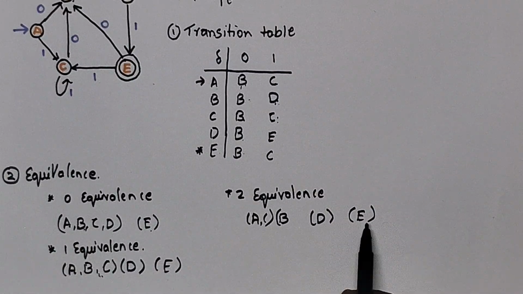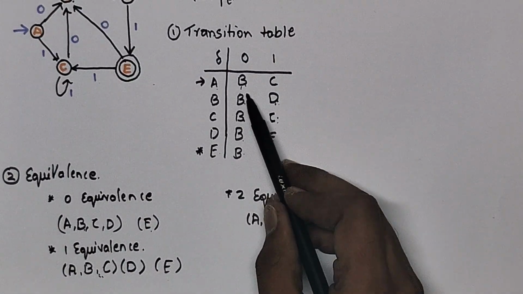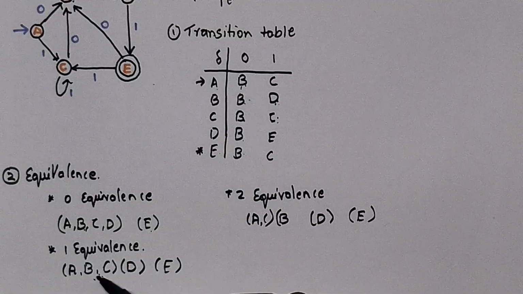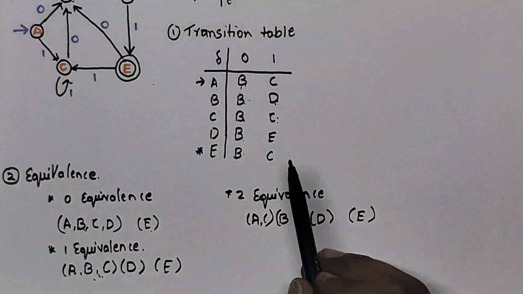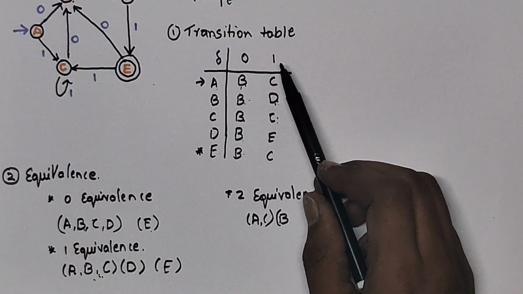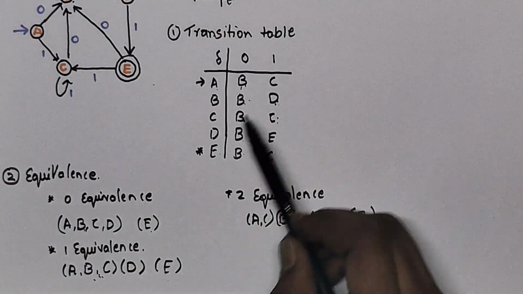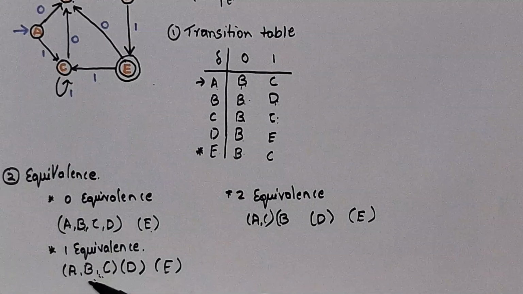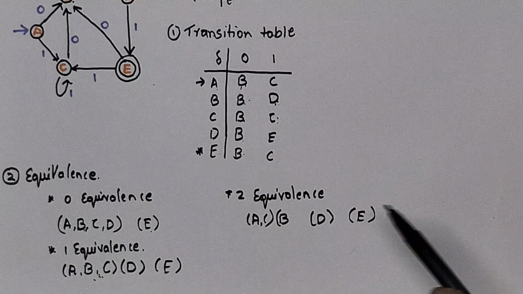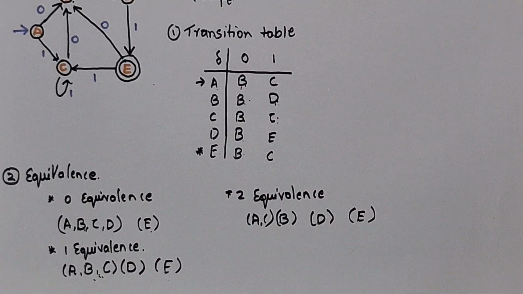Now let's search for B and E. For 0, B is moving to B itself, which is in this group, and for 0, E is moving to B, which is in this group. So fine. Now let's search for 1. B for 1 is moving to D, which is in the separate group, and E for 1 is moving to C, which is in this group. Both are in the separate group, so you can conclude there is no relationship among B and E also.